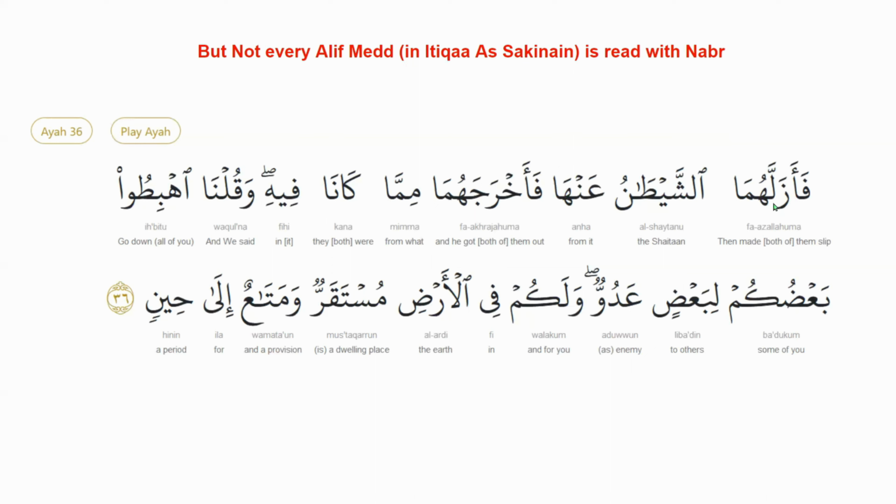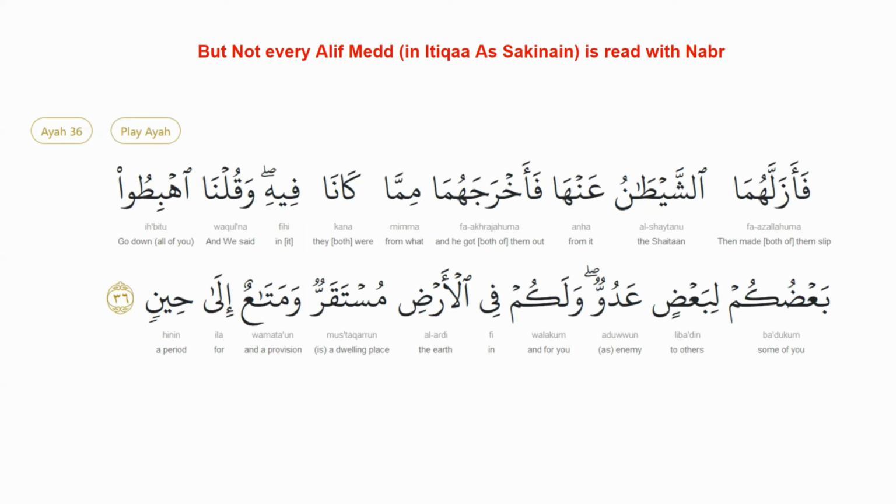So the reason is when you join these two words together, the meaning is not confused. We will recite them like this. فَأَزَلَّهُمَا الشَّيْطَانُ. And now, upon joining, meem is enough to show that we are talking about two persons, not one. So, upon continuation, when we are applying the rule of ittaqa is sakinain, we do not need to do nabr here. And of course, upon stopping on the first word, we will recite it like this. فَأَزَلَّهُمَا.